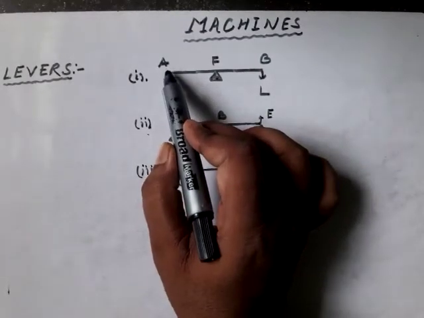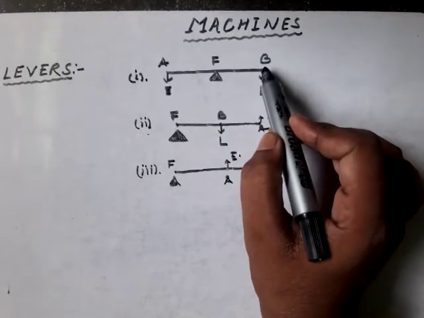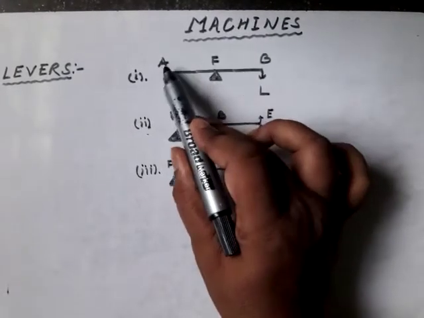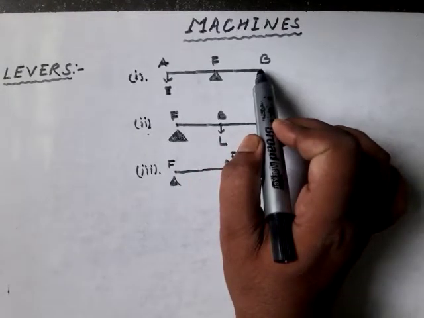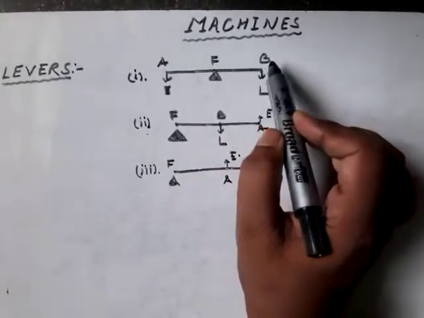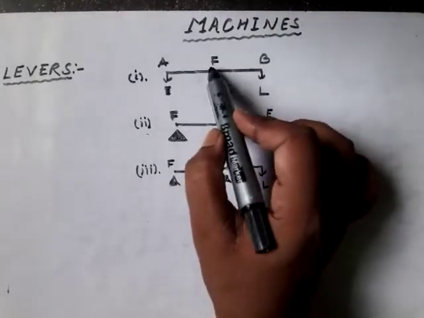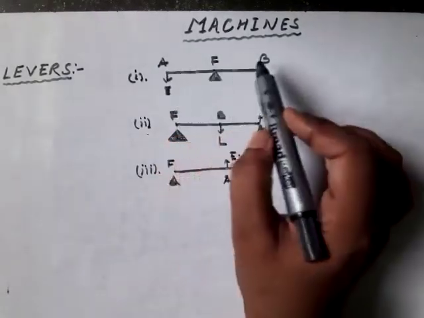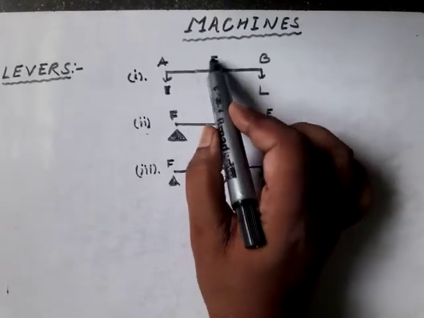Effort E is applied at point A of the lever and overcomes a load L at point B. From the fulcrum F, the distance FA is called the effort arm, and the distance FB is called the load arm, at which the load acts at point B. So FA is the effort arm, where we apply the effort, and FB is the load arm.